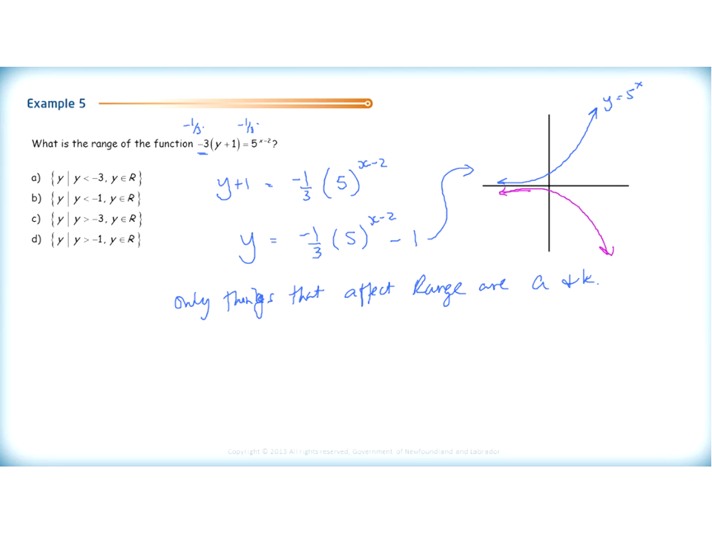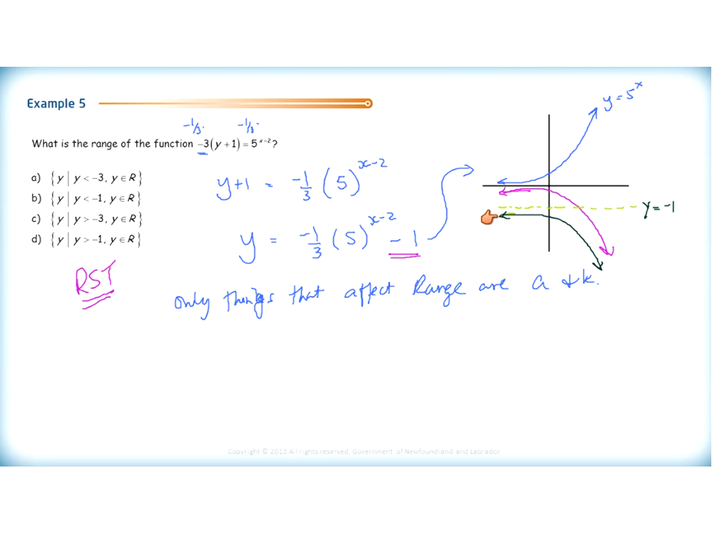So I've done my reflection, I've done my stretch. Now I need to give it my vertical translation of -1. So when I produce my new graph, it's going to be moved vertically 1 unit down. If I take this graph and move it down 1 unit, it's going to look something like this. And remember, I moved it down 1 unit, so y was equal to -1.